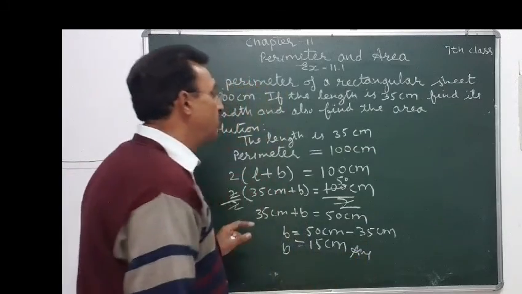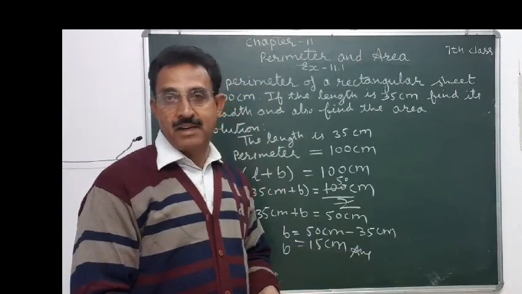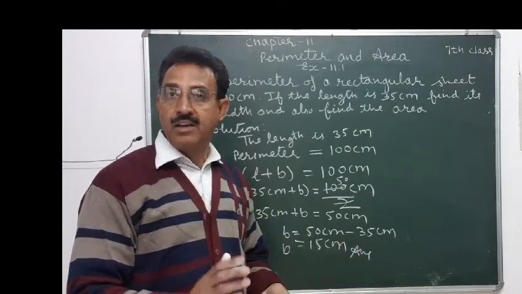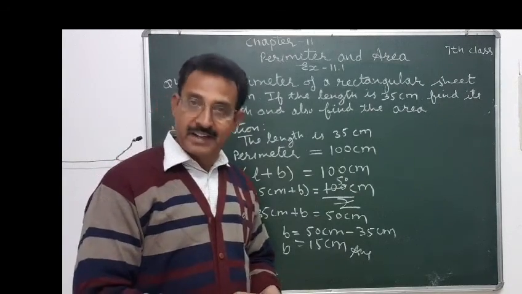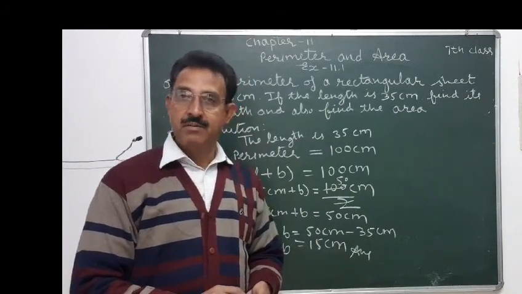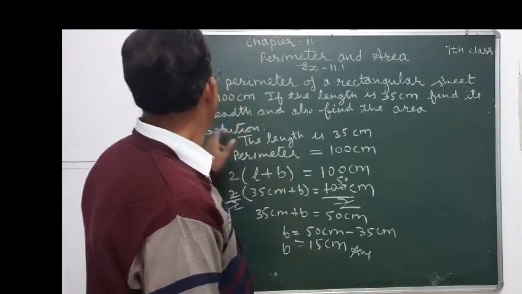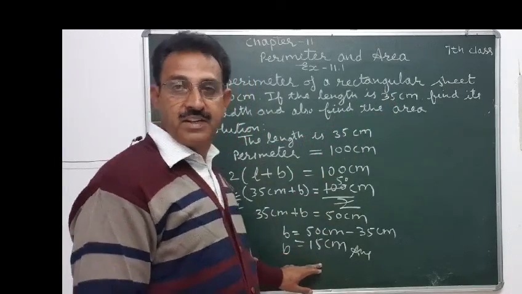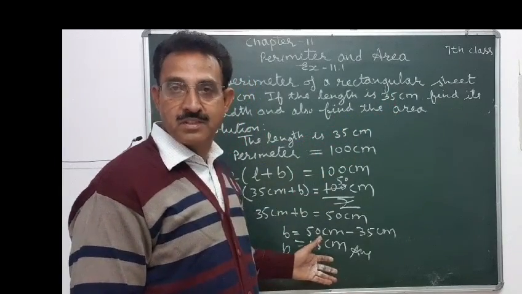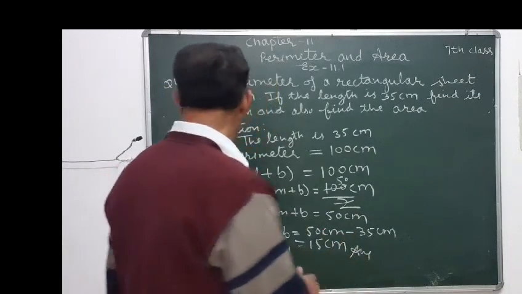In the second part, we have to find out the area. As we have got both length and the breadth, we can easily find out the area of the rectangular sheet, because we know the area of a rectangle is length into breadth, and both the values we have with us. So length is how much? Length is 35 centimeter and the breadth is 15 centimeter. Just multiplying both of these, we'll get the area. Let's proceed.